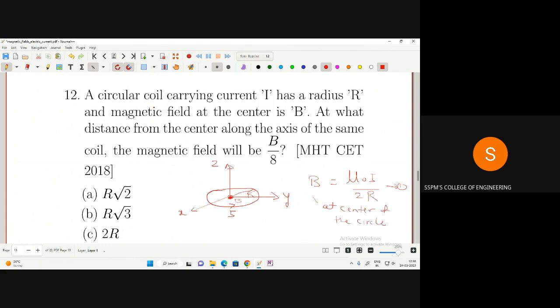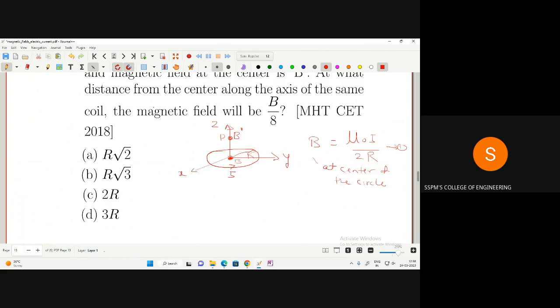किंवा सर्क्युलर कॉइल फाइंड आउट केलं. आता काय दिलेलं आहे बघा. At what distance from the center along the axis, म्हणजे आता या पॉइंटला, let's consider B dash. तर Z axis वर B dash चं इक्वेशन काय येतो बघा. बुक मध्ये दिलेलं आहे. B dash at point P where B dash is a magnetic field at P where P is located on Z axis.